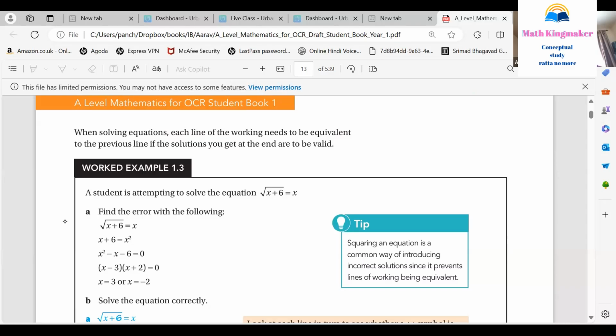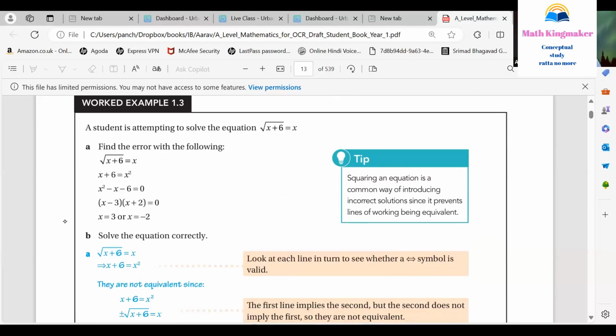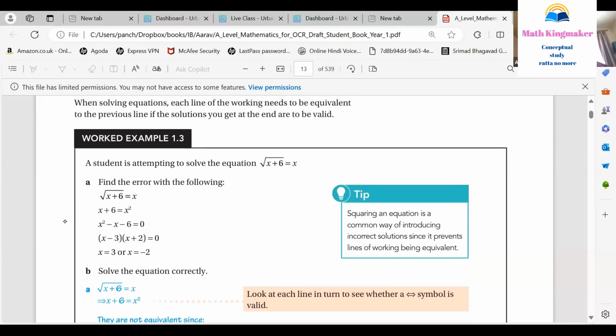Now worked example 1.3, the next one. A student is attempting to solve the equation square root of x plus 6 equals x. Find the error in the following.